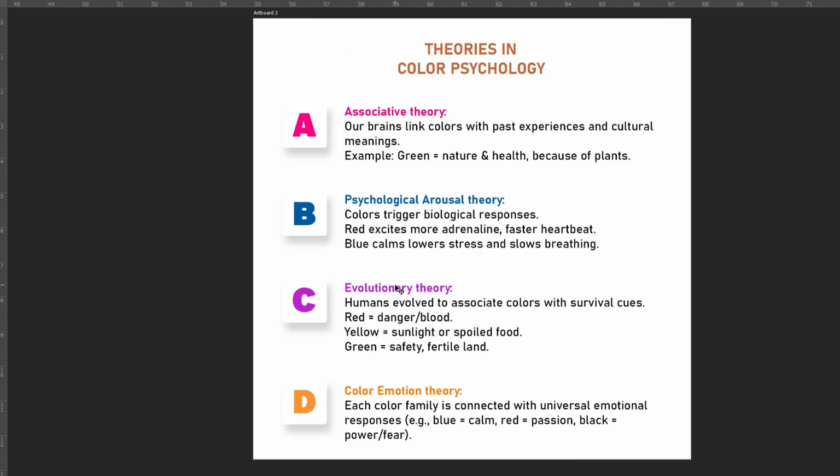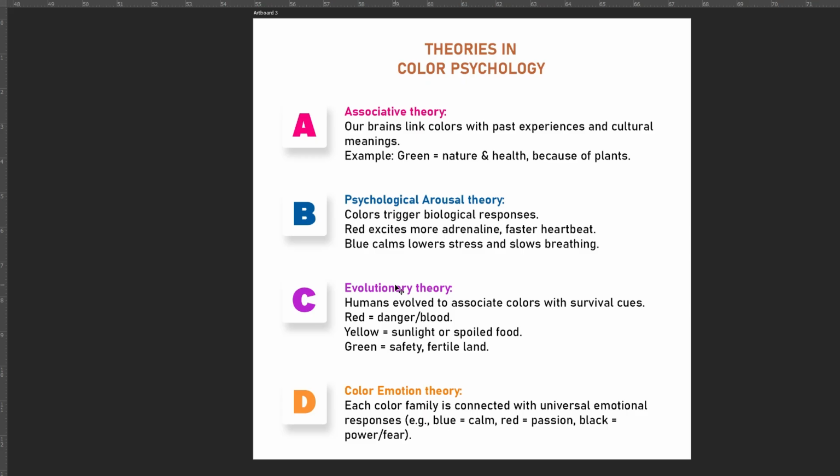So theories in color psychology, we have A, associative theory. Our brains link colors with past experience and cultural meaning. Example, green for nature and health because of plants. So when you see the color green, it automatically links your brain to nature. B, you have psychological response theory. That's colors trigger biological responses. Red excites, more adrenaline, faster heartbeat. Blue calms, lowers stress and slows breathing.